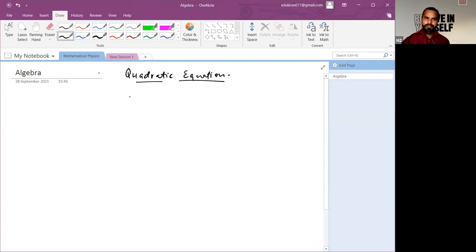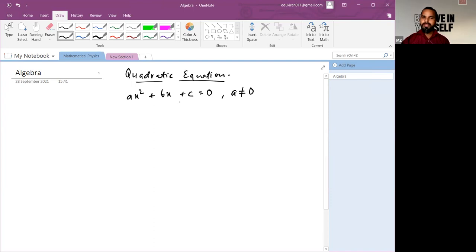If any expression is like ax squared plus bx plus c equals 0, where a not equals to 0, so this particular expression having degree 2 would be treated as a quadratic equation. So how to solve this particular equation? We have mainly 2 or 3 different relationships to solve this equation.